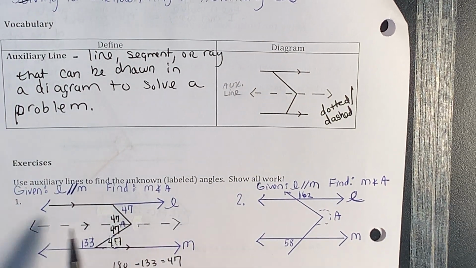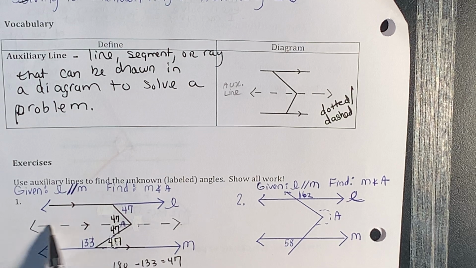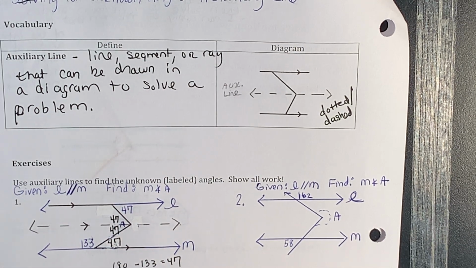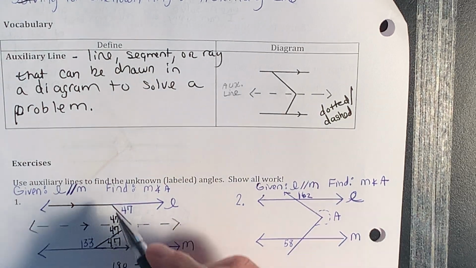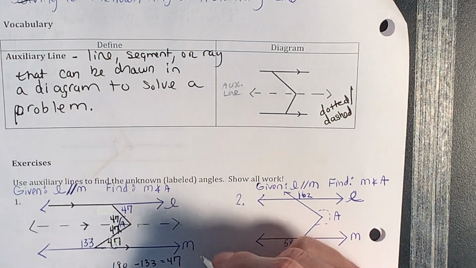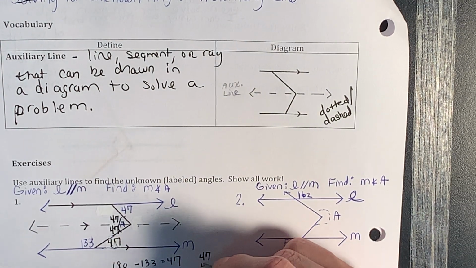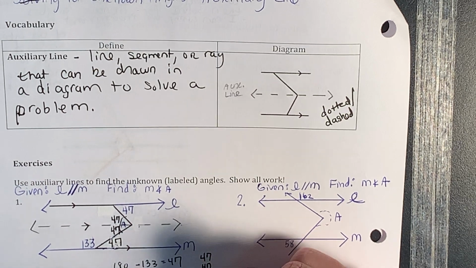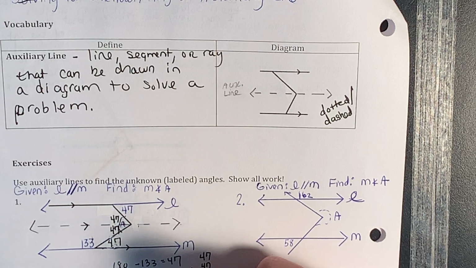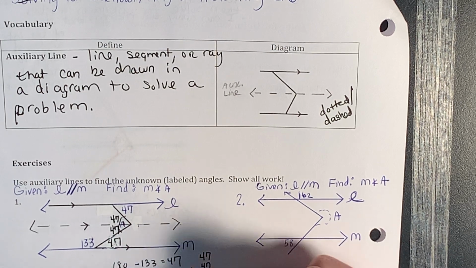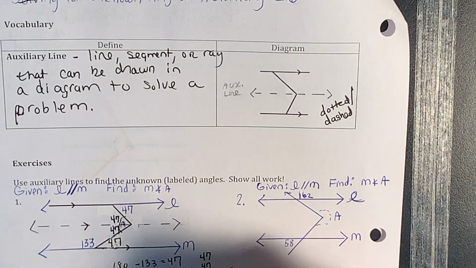And in this case, the auxiliary line did bisect angle A, but remember, that's not necessarily the case in these problems. It doesn't mean that the auxiliary bisects the angle. It could, but it doesn't necessarily have to. So we want the entire measure of angle A. So what we're going to do is add the 47 and the 47. That's 14, and that's going to be 94. So the measure of angle A is 94 degrees.